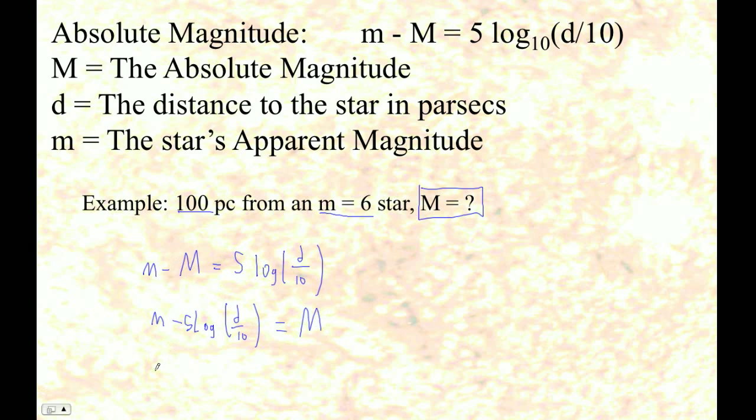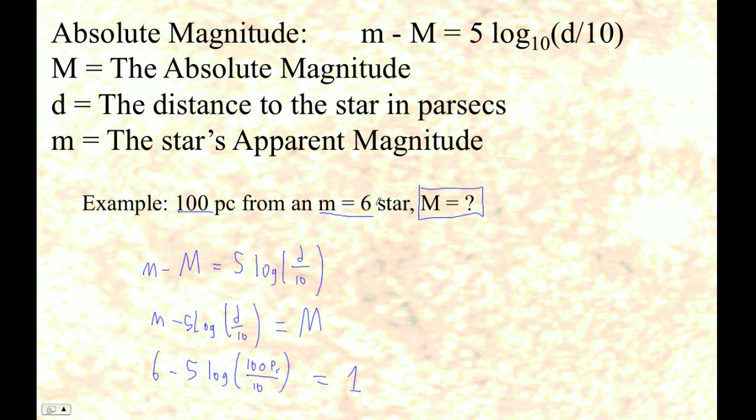So let's go ahead and plug the numbers in. So 6 minus 5 log, and then it's 100 parsecs divided by 10 parsecs. And of course, 100 divided by 10 is 10, and the log of 10 is 1. And 6 minus 5 times 1 is 1. So our absolute magnitude is 1.